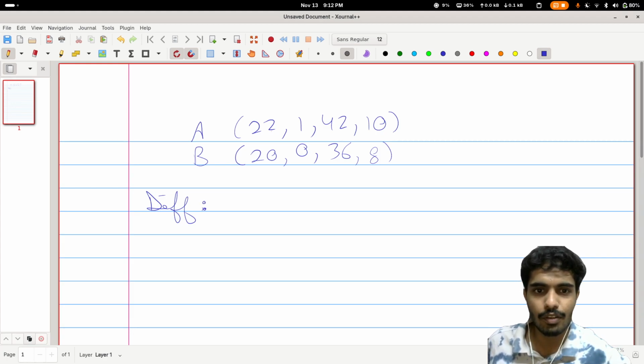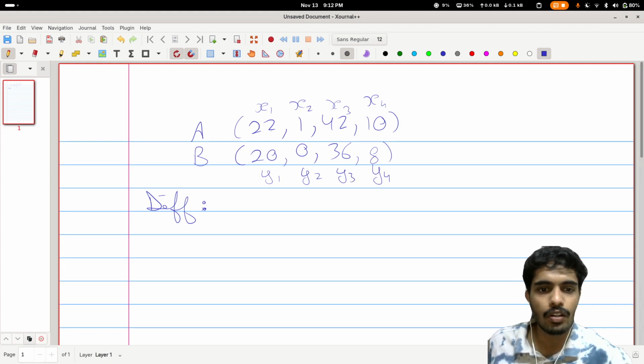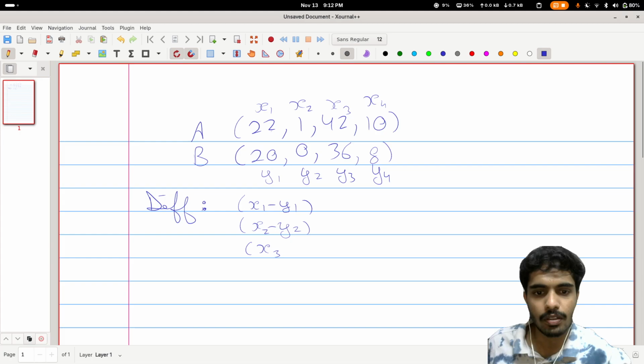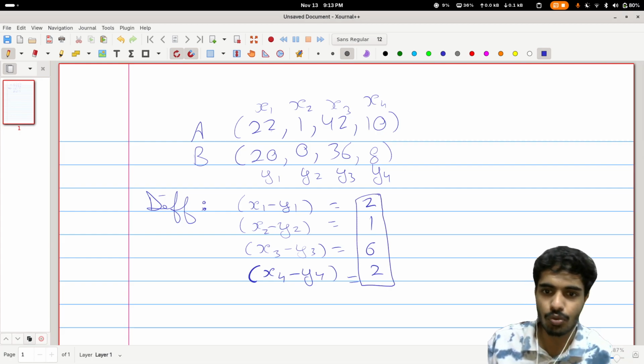So the difference, basically we have to take the difference of each and every value of A and B, right? So let's say this is x1, x2, x3, x4, and this is y1, y2, y3 and y4. So we will get the difference, which is x1 minus y1, x2 minus y2, x3 minus y3, x4 minus y4, right? If we subtract it, we will get the values 2, 1, 6, 2. This is an important value, so we'll use it in future, right?